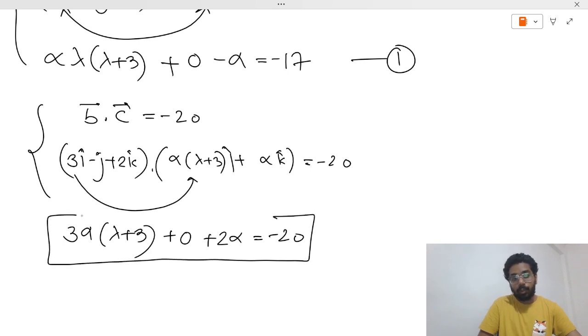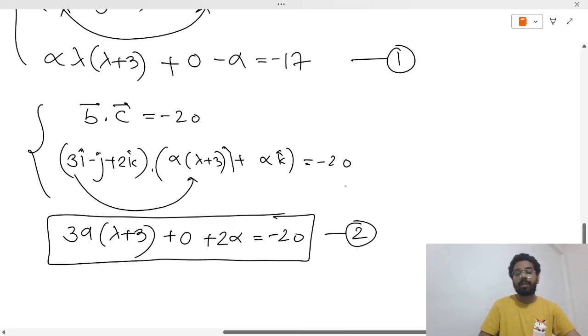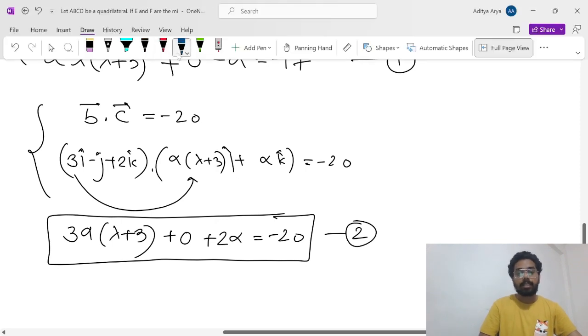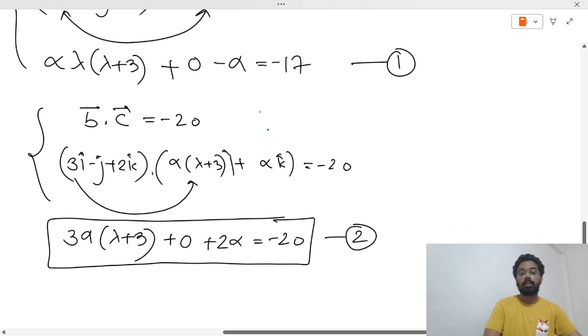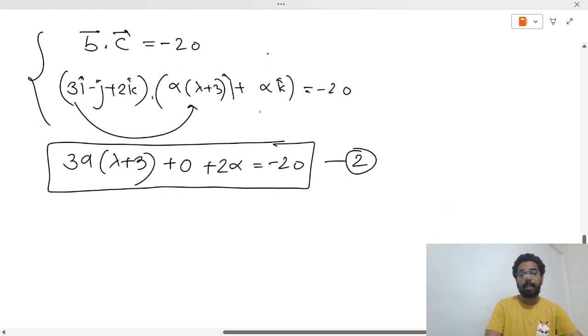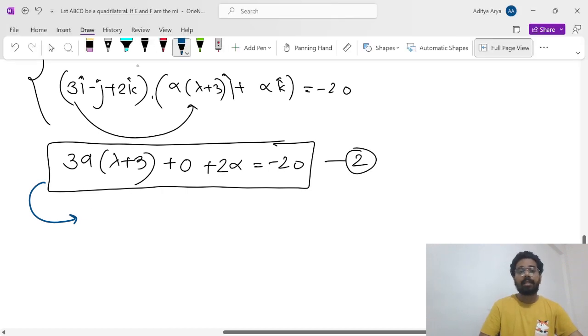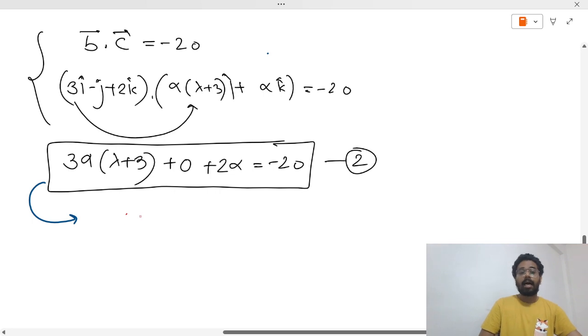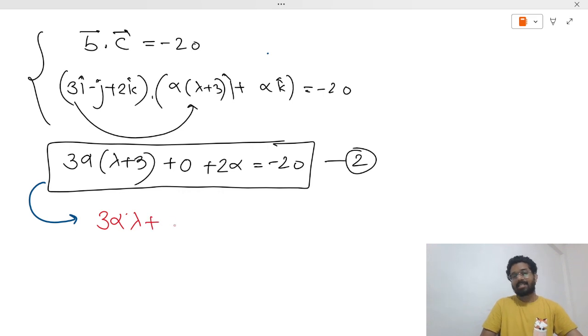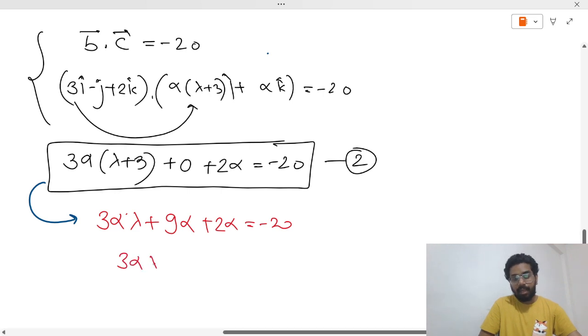Now we have two equations and two variables which we have to solve. I will make a relation between alpha and lambda, and once I get the values of alpha and lambda, I will have an answer. So from here, we have 3 alpha lambda. Now it's a calculative task, it will take some time. 3 alpha into 3 is 9 alpha, plus 2 alpha equals minus 20. From here, we have 3 alpha lambda plus 11 alpha equals minus 20.